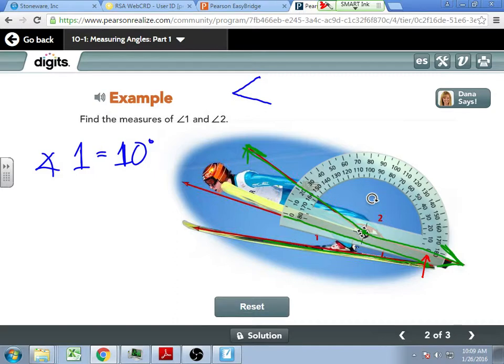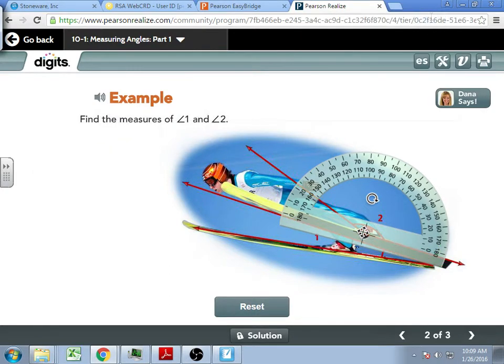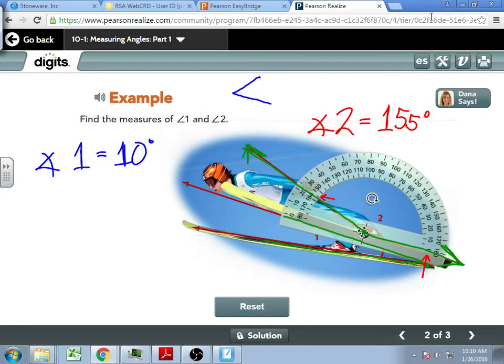So I go up my numbers till I hit my other ray. That's right in there, which looks to be angle 2 equaling about 155. If you had 160, that's okay, because you're close. It's just how it printed. You're going to get a little bit of error, which is okay. If you have 160, that's fine.